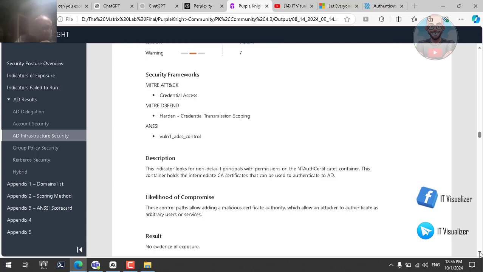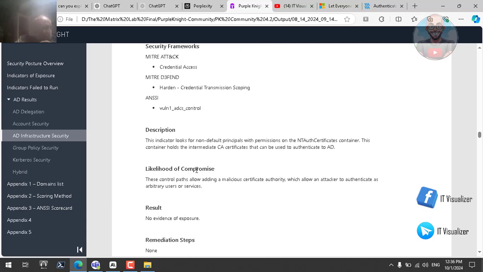If we look at the description or likelihood of compromise, these control passes allow adding a malicious certificate authority, which allows an attacker to authenticate as arbitrary users or services. So basically we are talking about the container that contains the certificates. From what I have understood, he's talking about a location or container that contains the certificates which are used for authentication. This should be protected, and only certain users and groups or computers should have access to this container.